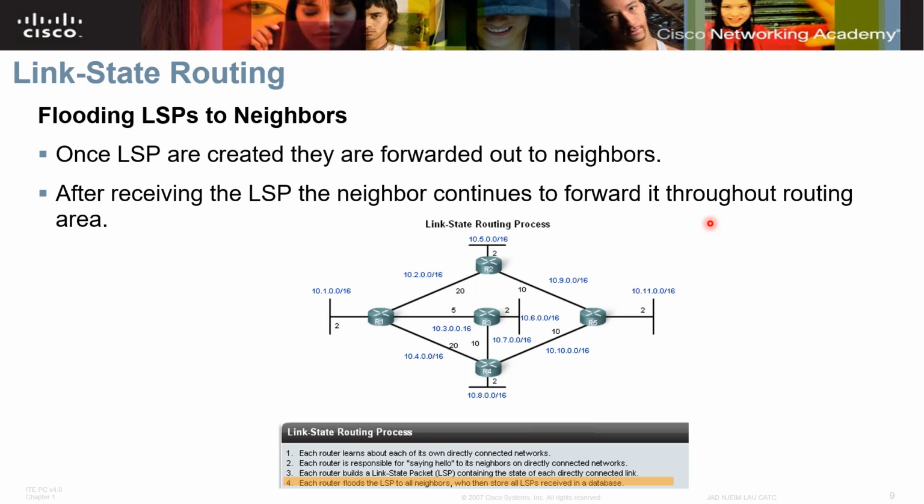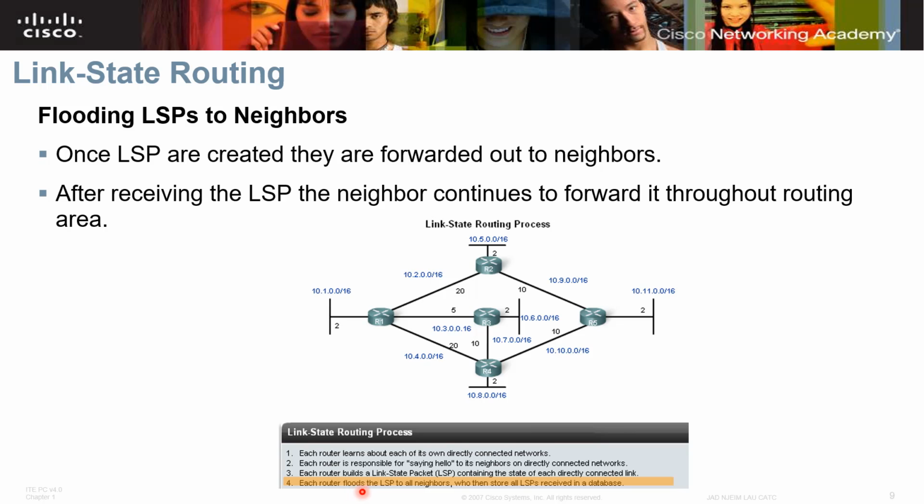So the same packet will be sent to all other routers in the network. This is what we mean by flooding link state packet. Flooding link state packet means we create a link state packet, send it to the neighbor, and after receiving the packet at the neighbor, it will forward it to all other network.